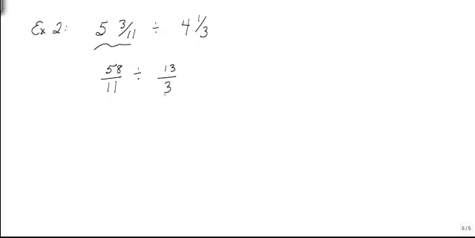And now that I have improper fractions, I'll rewrite this as a multiplication problem. So 58 over 11 divided by 13/3 is 58 over 11 times the reciprocal of 13/3, which is 3 over 13. Now we proceed with the multiplication. 58 times 3 over 11 times 13.